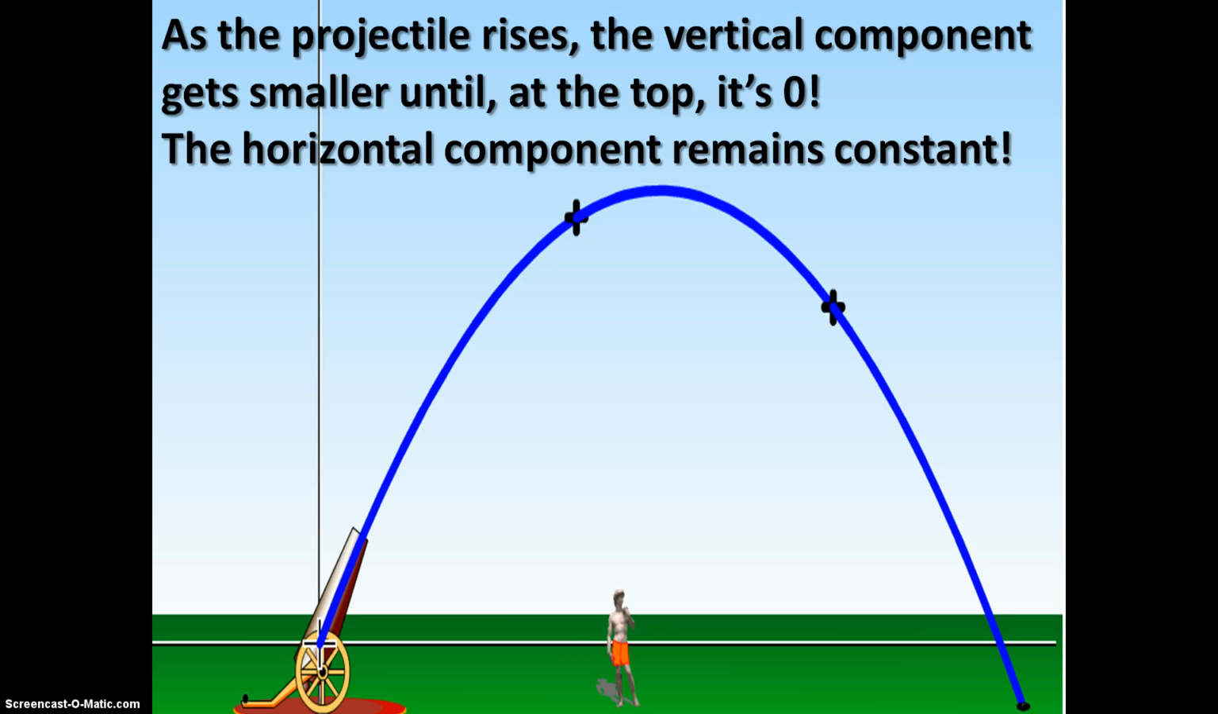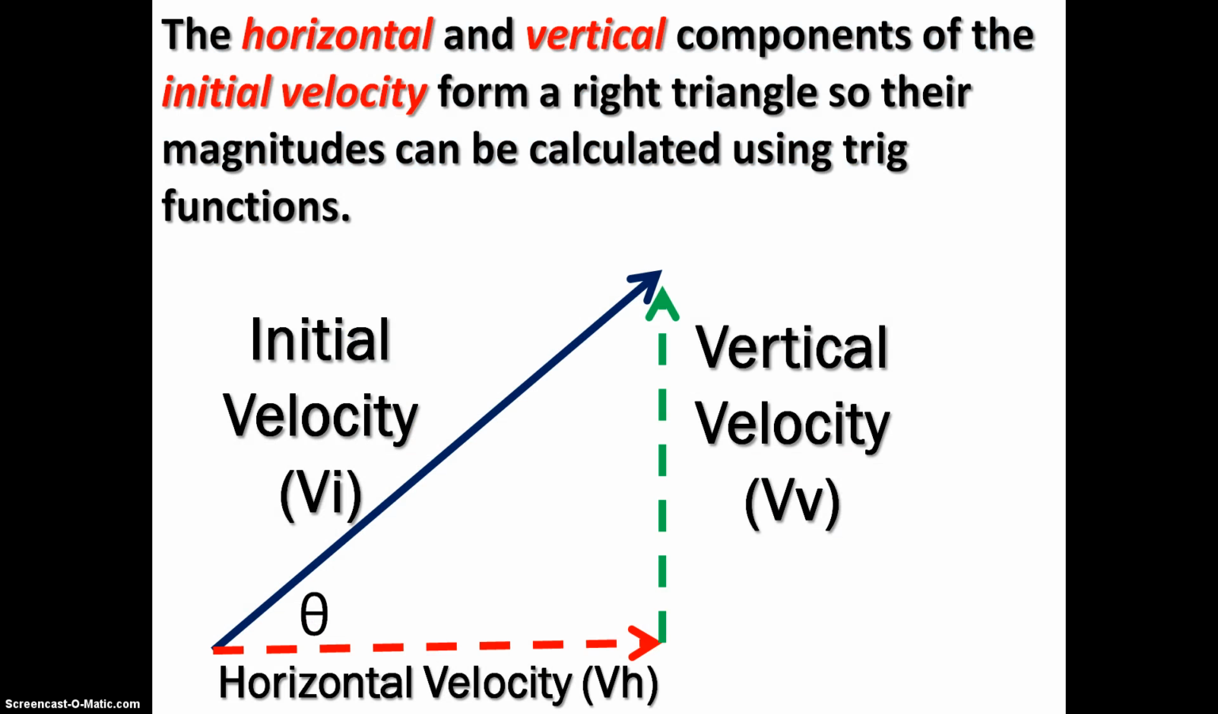As the projectile goes up, or rises, the vertical component gets smaller until at the top it's going to be 0. Because again, at the highest point, anything's vertical velocity has to be 0. The horizontal component, because it's constant velocity, remains constant. The horizontal and vertical components of the initial velocity form a right triangle. You can see that in the diagram here. So their magnitudes can be calculated using trig functions.